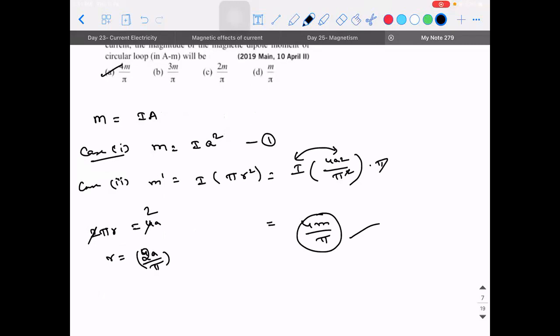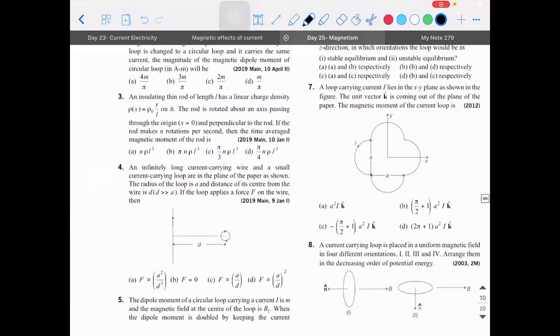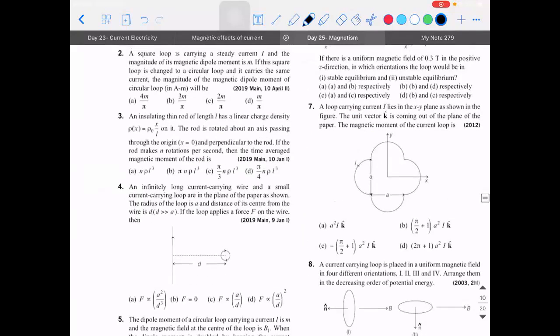Got it? Yes, sir. Okay. Next. Let's try out the next problem. I think this is slightly tough.